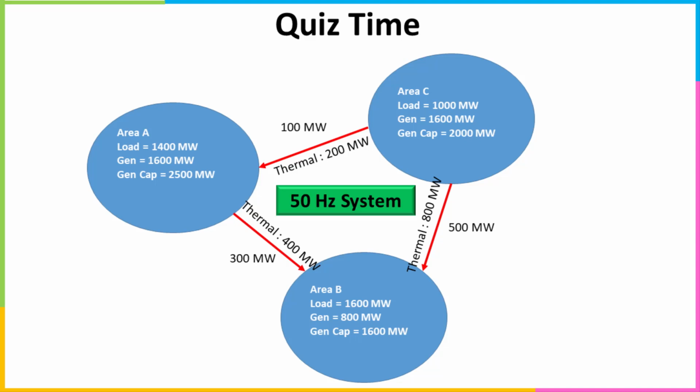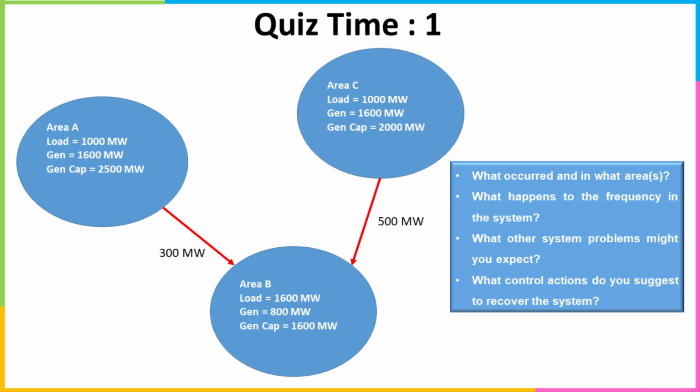Then we go to the second aspect: there is a tripping of the line between area A and C. So what will happen to the rest of the system? How will the system behave? What occurred in which area? First, in area A the load was 1400 megawatt, but after the tripping of the tie line, the load has reduced to 1000 megawatt. So there can be a problem in the system which has led to the loss of 400 megawatt of load. The rest of the system is not impacted in terms of load and generation.